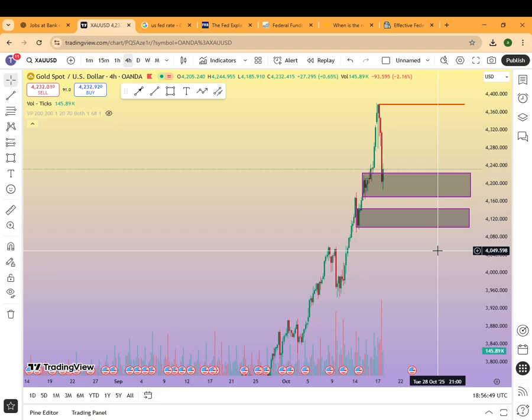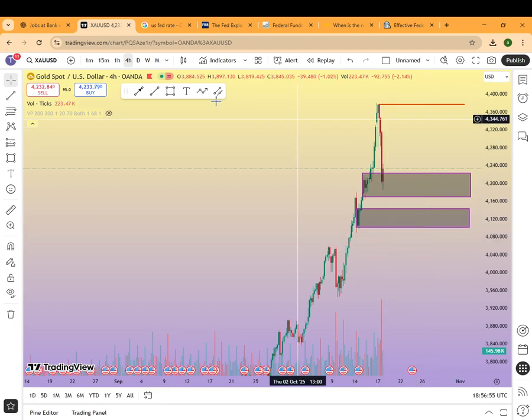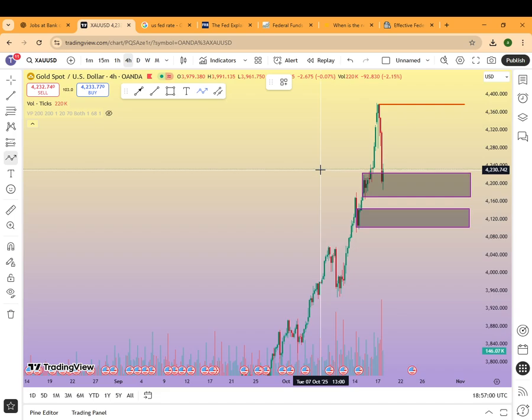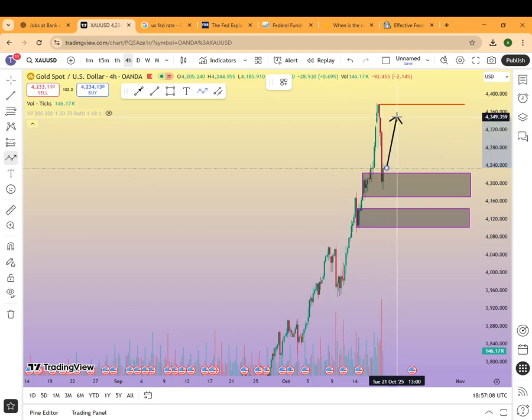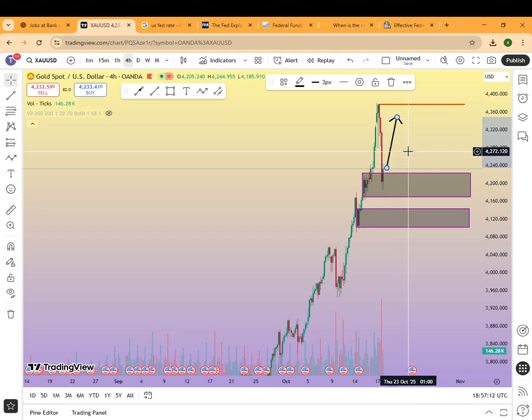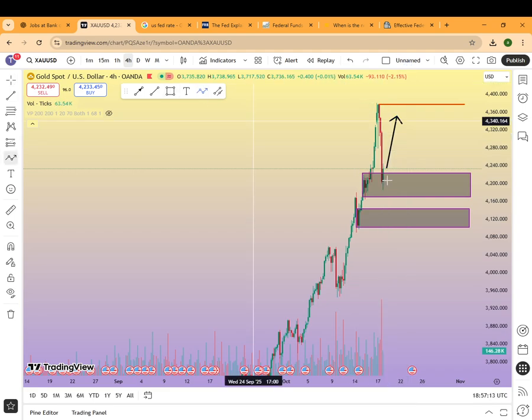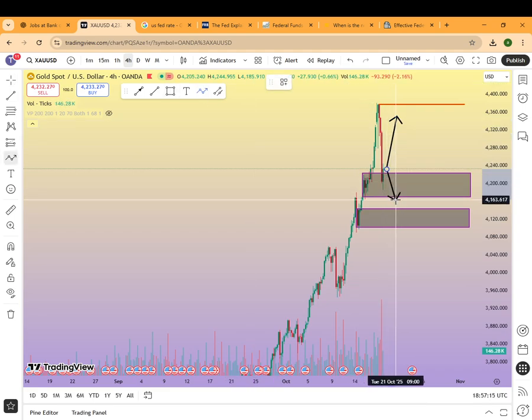If price retraces into a bullish order block from above and holds, it's bullish. If it approaches a bearish order block from below and gets rejected, that's a potential short zone. So if the market is going upward, then fine. And if the market closes below this order block, then the market continues in a downward direction.